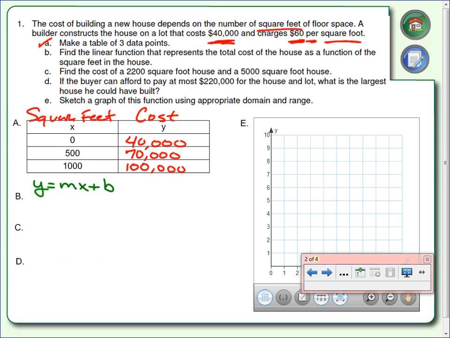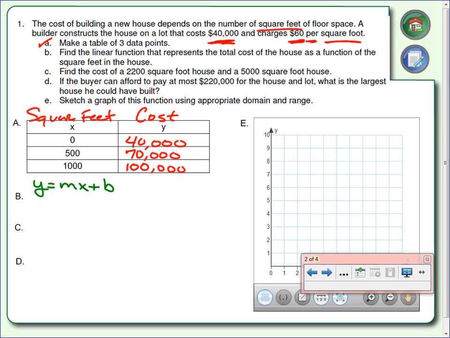In L1, we're going to put our X values, which in this case are going to be the 0, the 500, and the 1,000. So put those numbers in for me. In L2, we're going to put these big numbers over here, the 40,000, the 70,000, and the 100,000. Get those numbers in for me. So you should have 3 ordered pairs in your calculator, just like we have over here on part A.